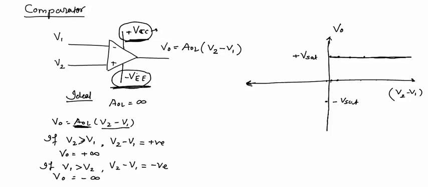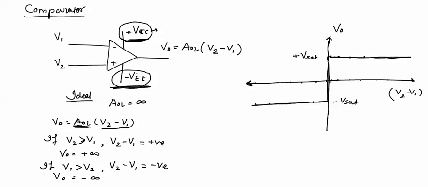Now if we increase the difference between V2 minus V1, then for large differences again it will be multiplied with infinite, and the output will try to go to infinity, but it will again be saturated to minus Vsat. So for these differences the output will be like this. If we join all the points we get a graph like this.